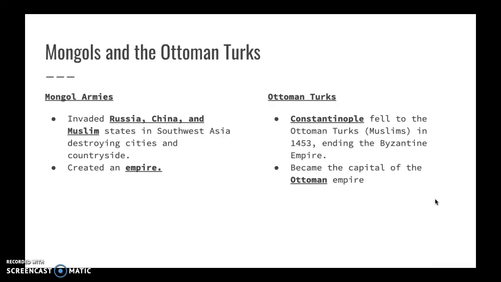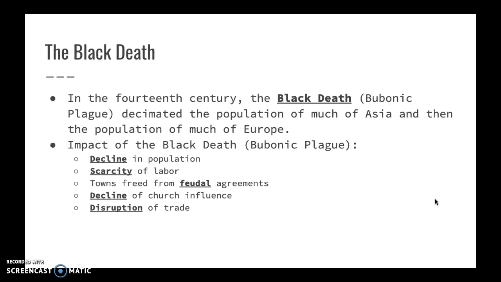We already talked about the Mongols a little bit. They invade China, Russia, and the Muslim states, and they create a large empire that kind of spans all of Eurasia for the most part. And as we talked about before, the Ottoman Turks take over Constantinople, ending the Byzantine Empire, and they eventually make Constantinople the capital of the Ottoman Empire.